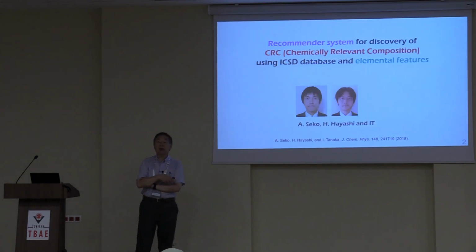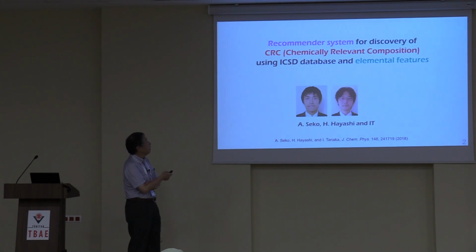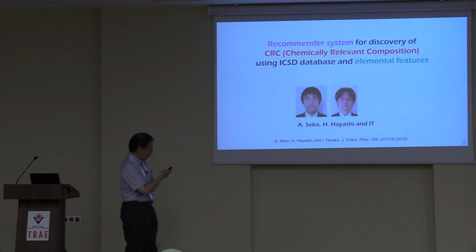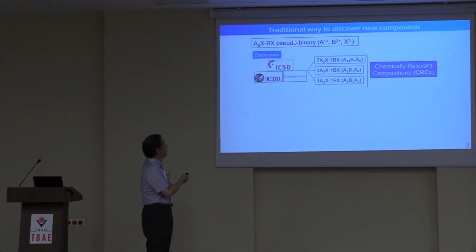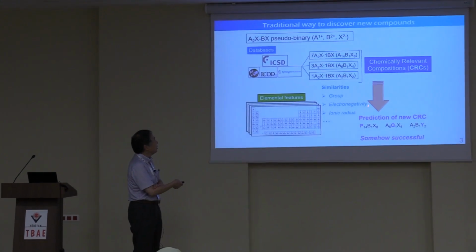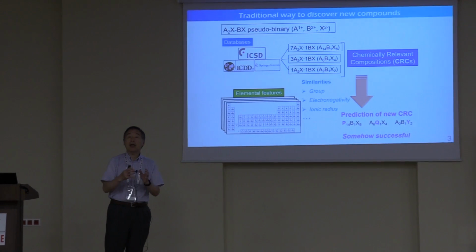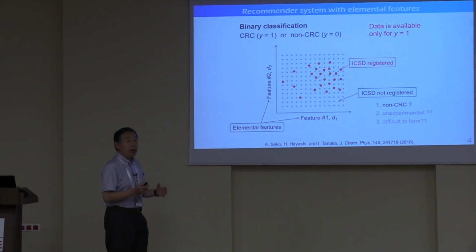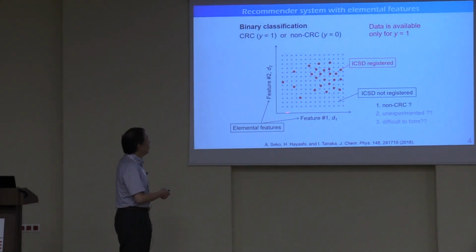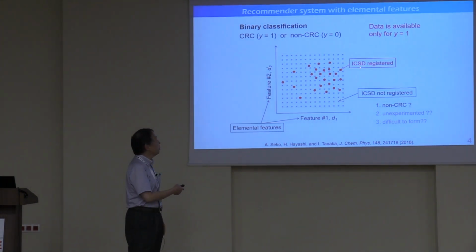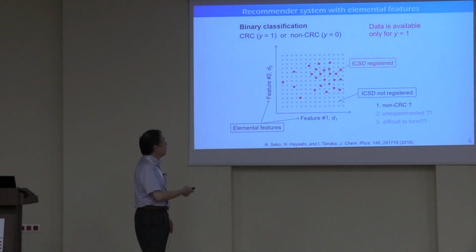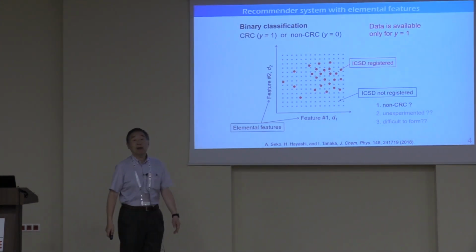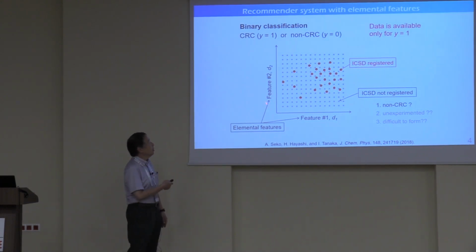The first part of my talk is related to the recommender system, which I somehow talked about yesterday. That is quite often used in e-commerce. I already talked about the traditional way to discover new compounds based on similarities, and we expanded this method in some way to include many features. So this is a 500 dimensional space, and we took all the data registered in ICSD. And again, we made a grid in this 500 dimensional space to have this initial data.